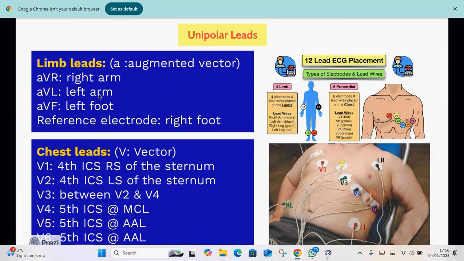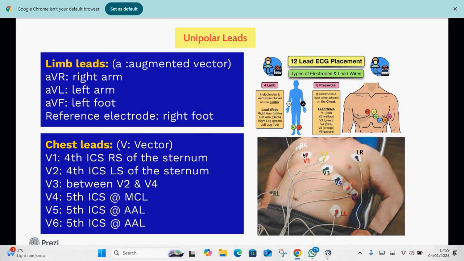There are 4 limbs, but we only have 3 limb leads in the 12 lead ECG. The 3 limb leads are the both arms and the left leg. See, right arm, left arm and the left leg. The right leg, the heart is here, because the right leg is the only limb out of the 4 which is very far away from the heart, so that's the inactive lead, the inactive electrode. This one, the right leg. The other name for it is the reference electrode.